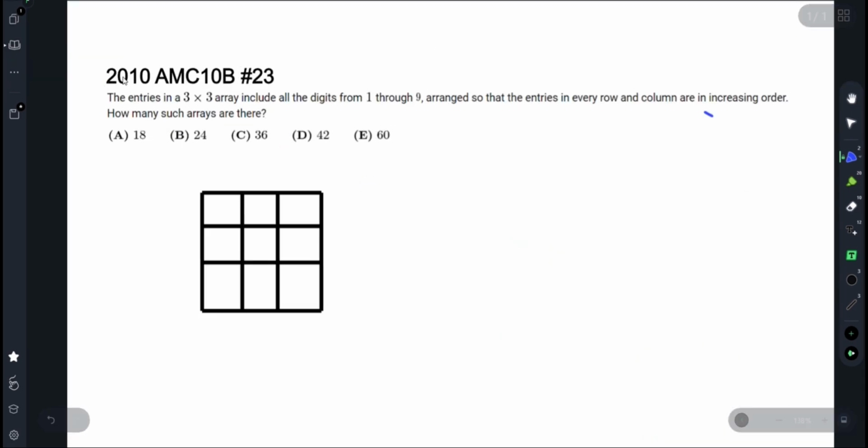Today we're talking about the 2010 AMC10B number 23. Entries in a 3x3 array include all digits from 1 to 9, arranged so that every entry in every row and every column is in increasing order. How many arrays are there?